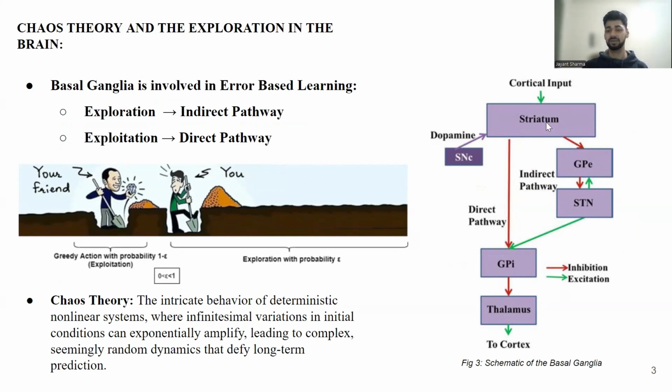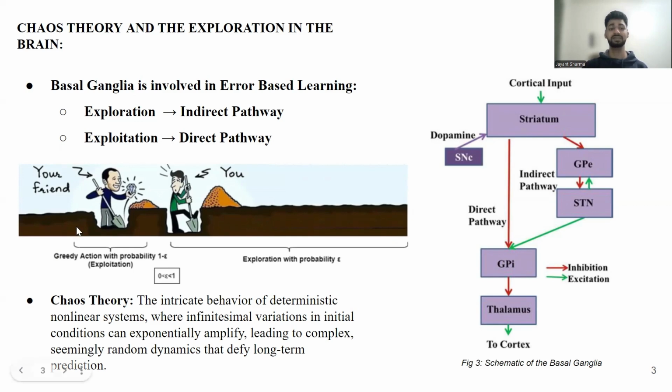So in the schematic of the basal ganglia, the STN and GPe loop is responsible for presenting rich chaotic dynamics for the brain. This particular arm of the basal ganglia is termed the indirect pathway, which fronts the exploration characteristics of the basal ganglia, while this particular arm is called the direct pathway, which is responsible for exploitation.